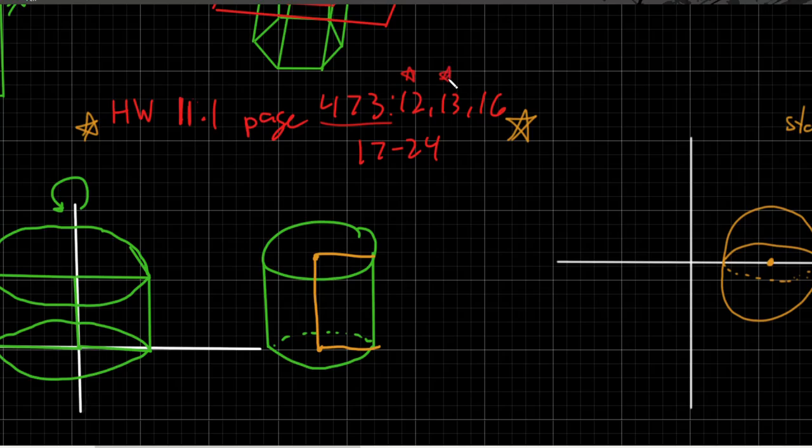These are all cross sections. Every single problem is cross sections, except for the last one. Then you're revolving. I'm just telling you what it is, and then we're going to move on.